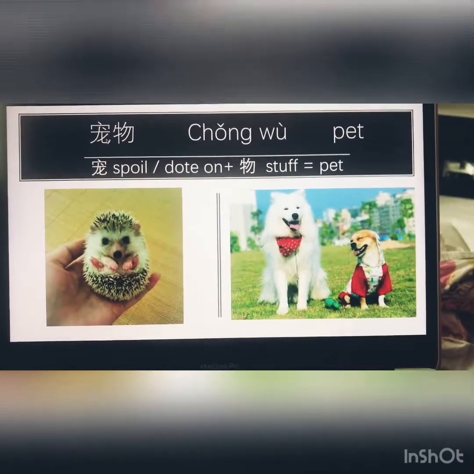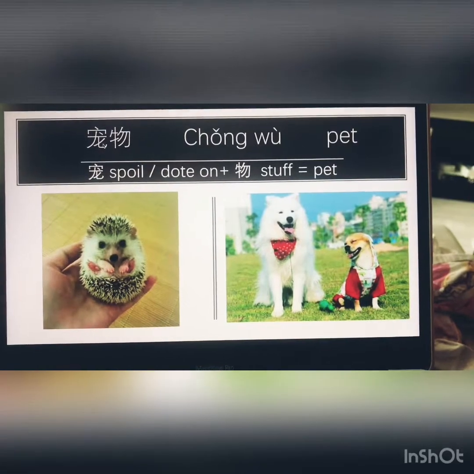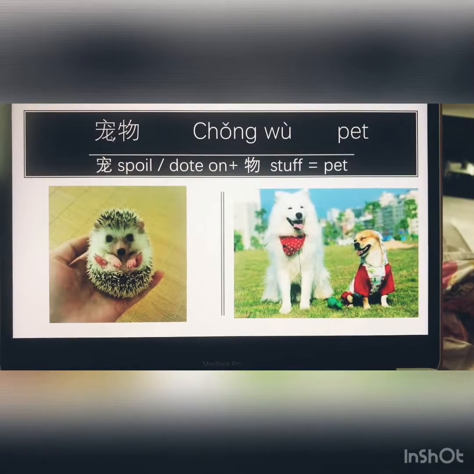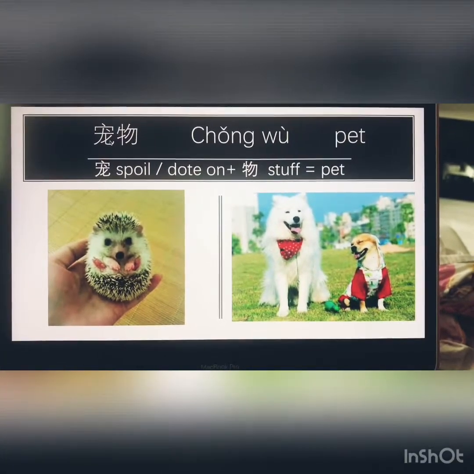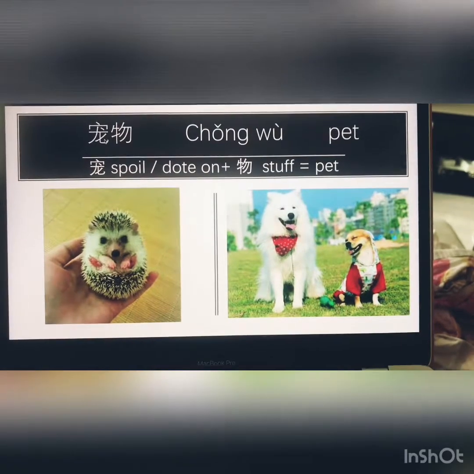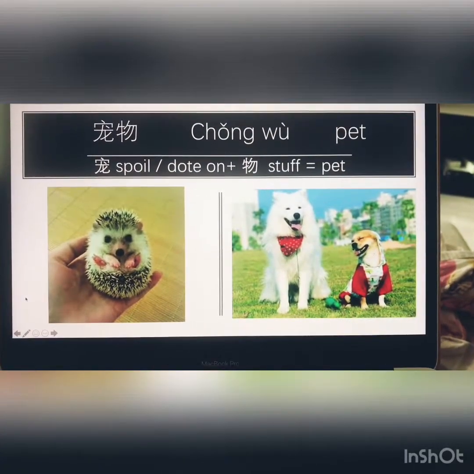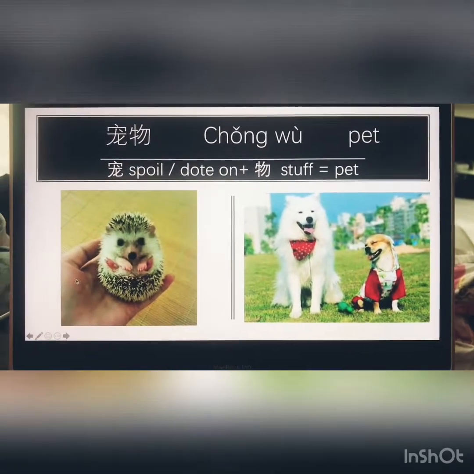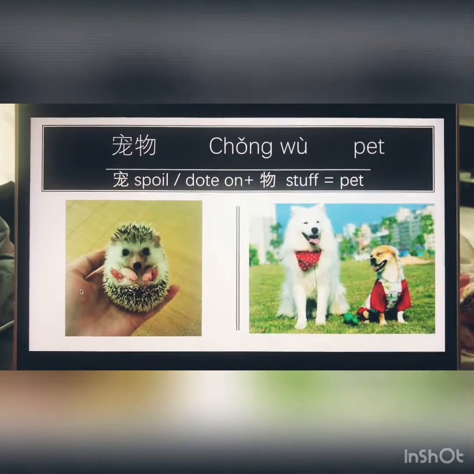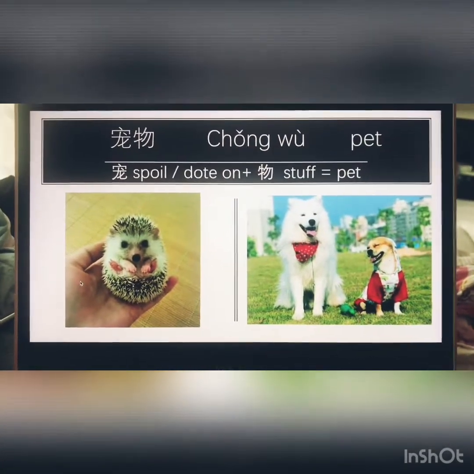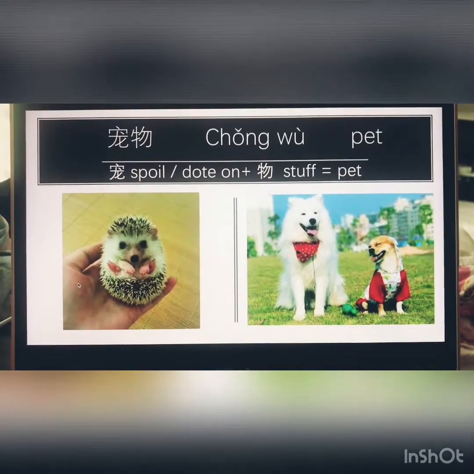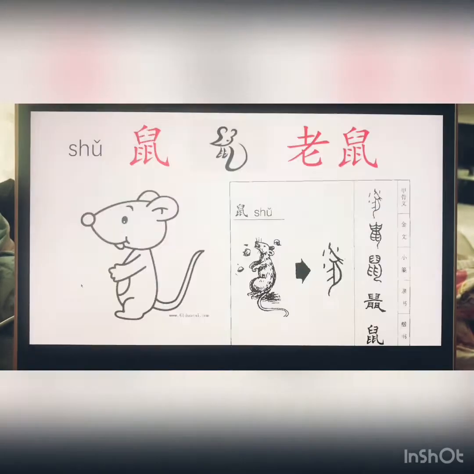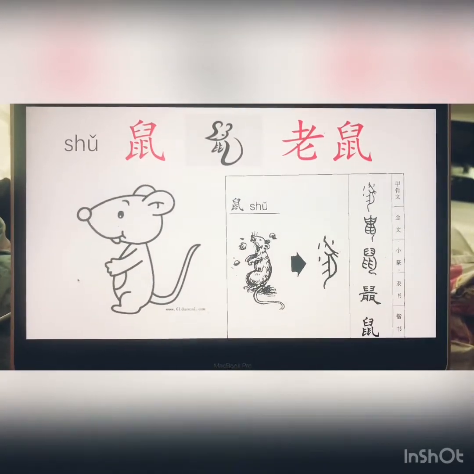So you can think about it like this: when we keep a pet, we need to keep it in a house, right? Under the roof. So that's why the 宠 has a roof on the top. And then 宠 here means to spoil. For example, we Chinese people have the one-child policy, right? So most of the kids are spoiled by the parents very much. And 宠物 together means the pet, the spoiled pet.